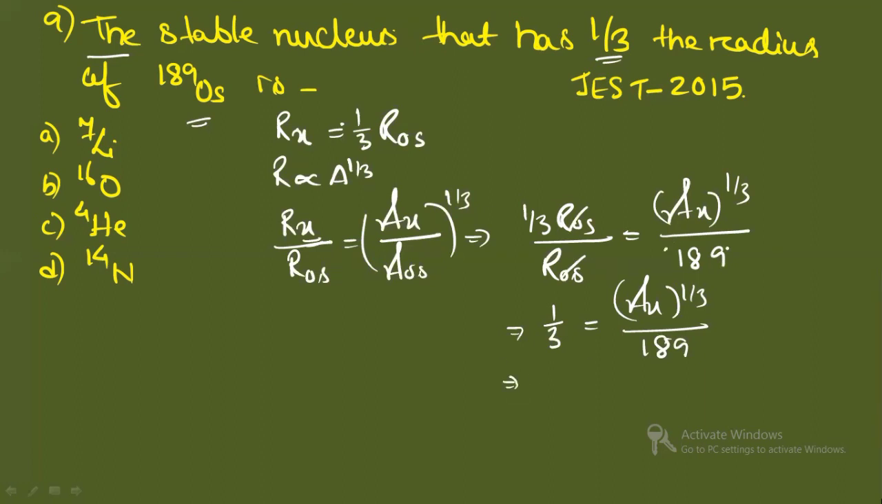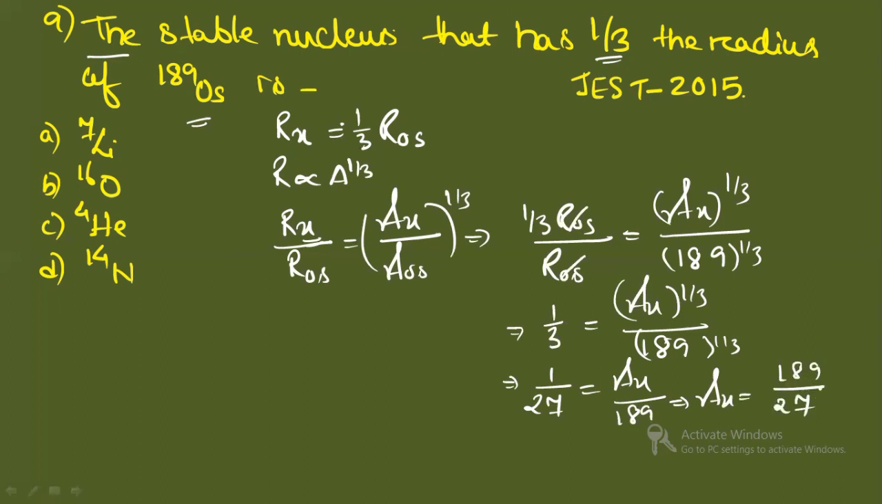So you see 189 whole to the power 1 by 3 is there. Now if you bring this complete power to the right hand side, it will become 1 by 27. And you will have Ax by 189. So the mass number of this stable nucleus will be equal to 189 divided by 27, right? And when you cancel, you will get it to be 7. Means the mass number for the stable nucleus will be 7. So out of these 4 options, you can see lithium is having the mass number to be 7. So the stable nucleus, which was having the radius 1 by 3 of this nucleus, is lithium 7.